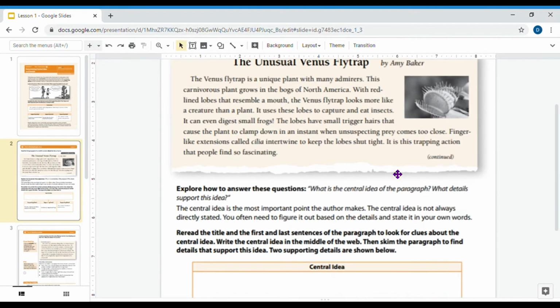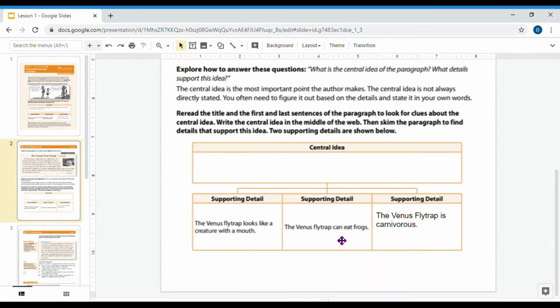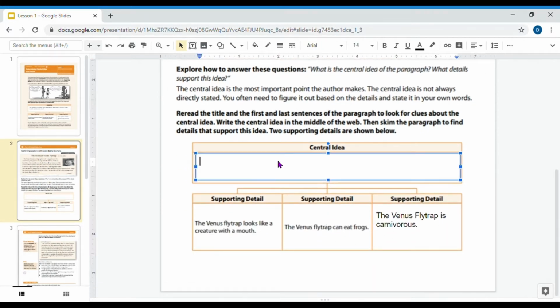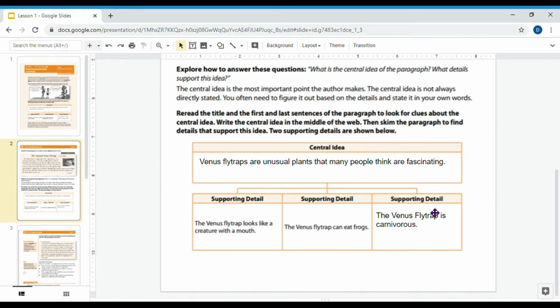So we're going to go back down to our web. And for the central idea, we're going to write that the Venus flytraps are unusual plants that many people think are fascinating. See how we're using words that the author used, but in our own words? So we can see our central idea and then our three supporting details.